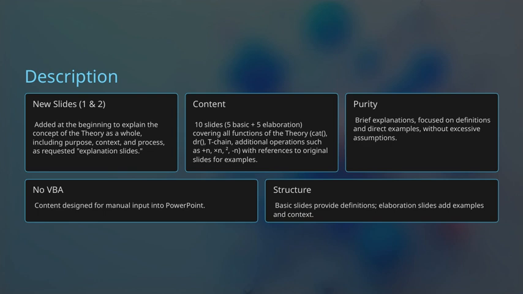The overall goal with these slides is clarity and focus. We want to keep explanations brief, mainly providing definitions and direct examples without overcomplicating things or making too many assumptions. So, to summarize, these initial explanation slides are crucial. They introduce the core concepts and set the foundation for more detailed exploration later. They help us understand the purpose of each function, how they fit into the bigger picture, and prepare us for applying these functions in real examples.